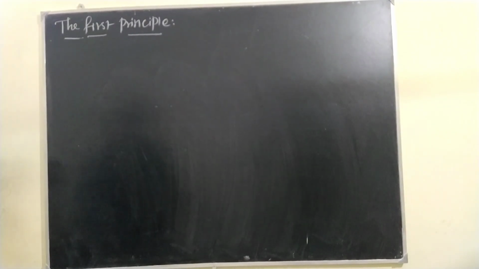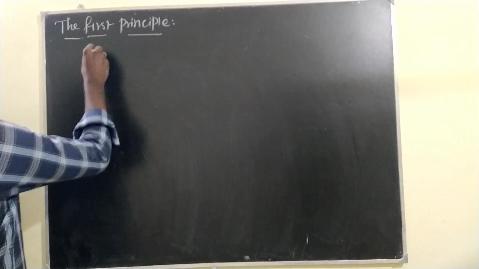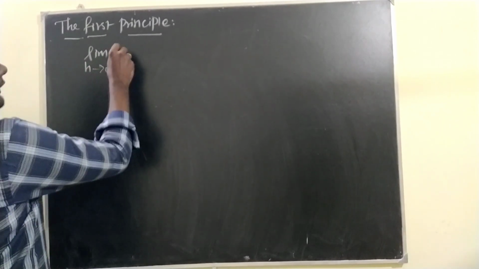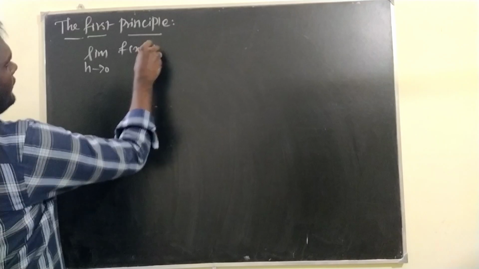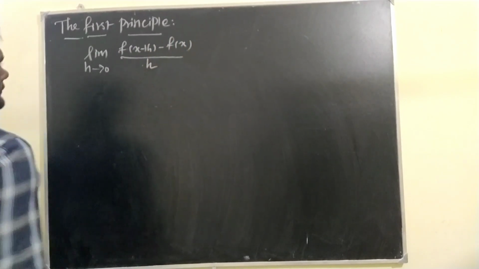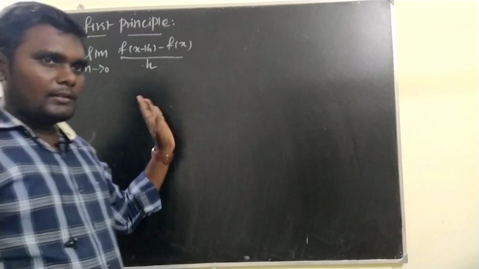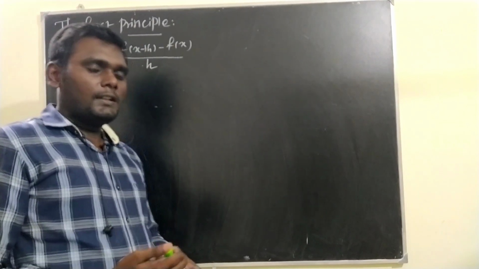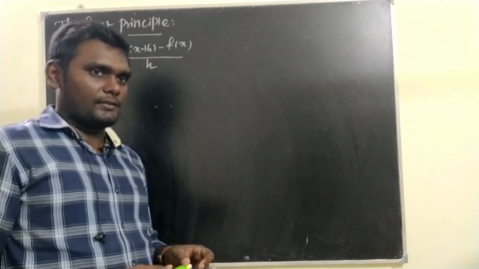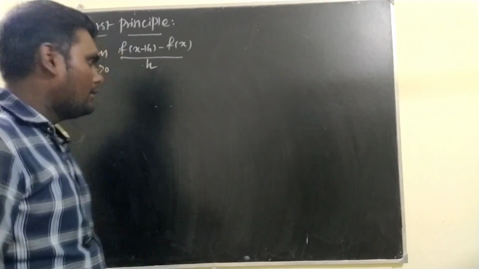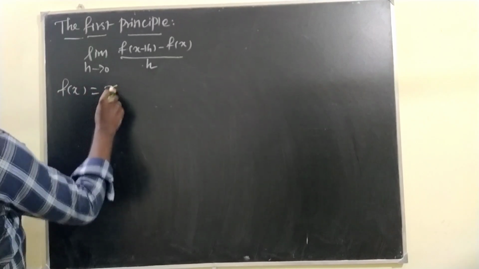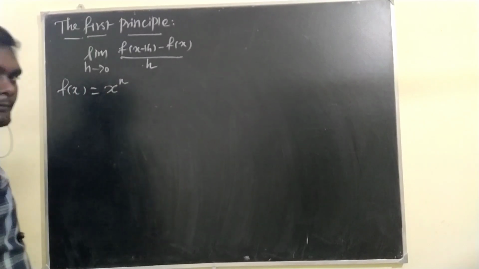The first principle, like I told you, is limit h tends to 0, f of x plus h minus f of x divided by h. Remember, this is what we call the first principle. Using this, we are going to find the derivative of some standard functions, so that we can use them in future. See, let us take f of x equals x power n.